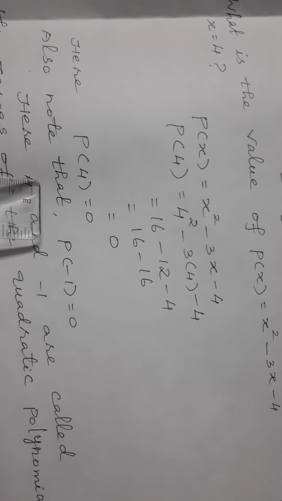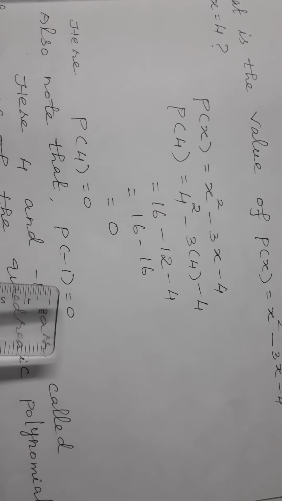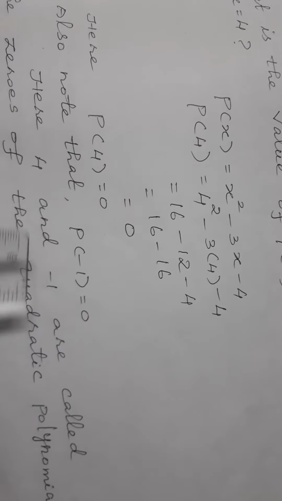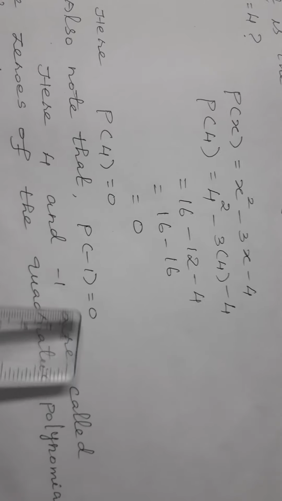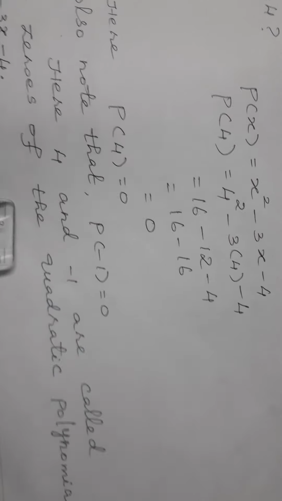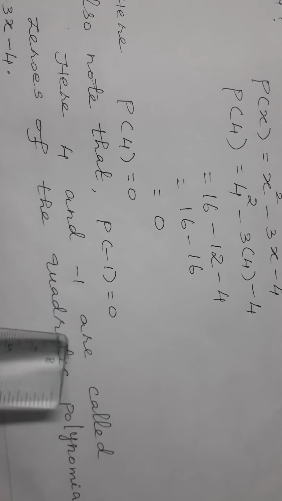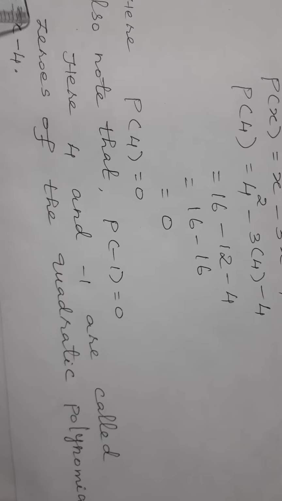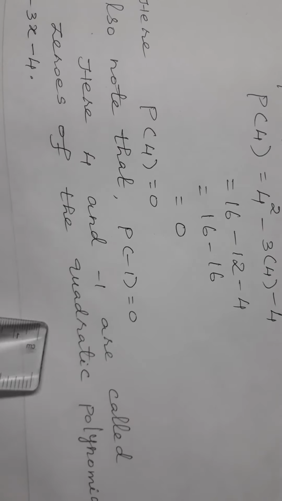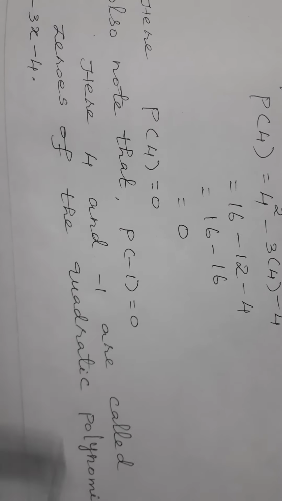Also note that in the same polynomial, we put minus 1 for x. p of minus 1 is also 0. Here 4 and minus 1 are called the zeros of the quadratic polynomial x square minus 3x minus 4.